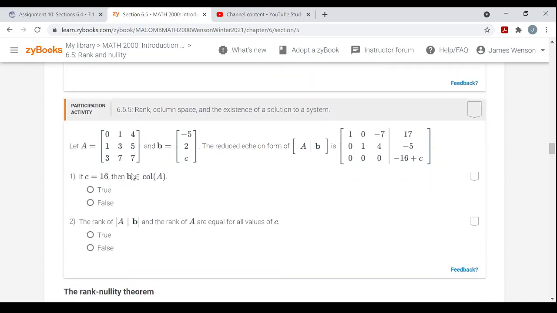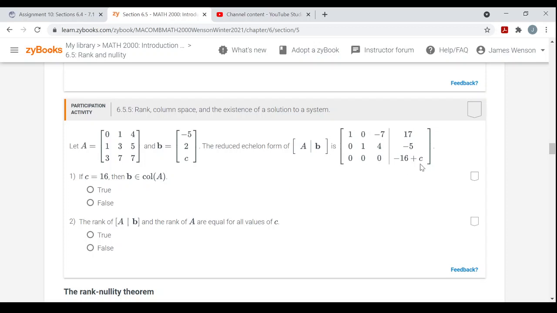So let's read through this example. Say this is our matrix A, 3 by 3. This is some column vector B with -5, 2, and C. They make an augmented matrix with A on one side, B on the other. They put it in reduced row echelon form for us. And then they say, if C equals 16, would -5, 2, 16, would B be in the column space of A?